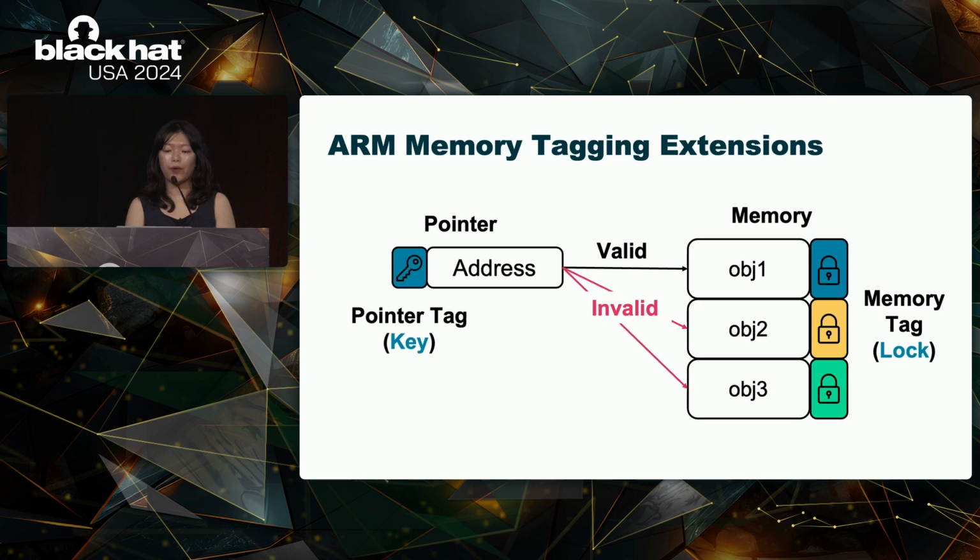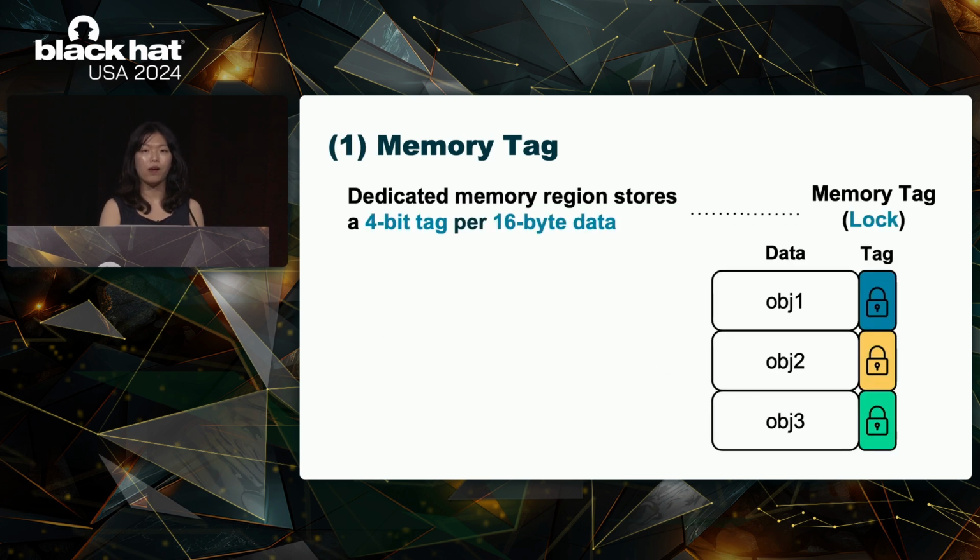MTE basically operates with a lock and key mechanism, ensuring that only a valid key can open the lock. Each pointer contains a key, and each memory object contains a lock. And MTE ensures that only the valid pointer can access the memory object with the matching key and lock, and prevents other invalid memory accesses. And to achieve this, MTE introduces memory tagging.